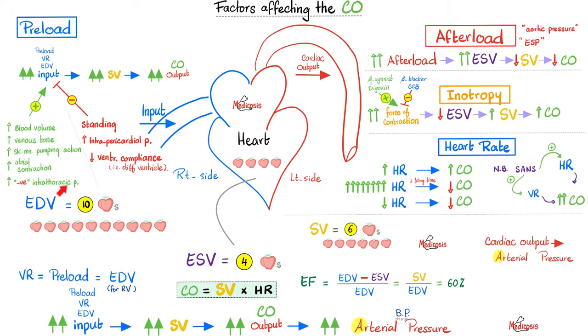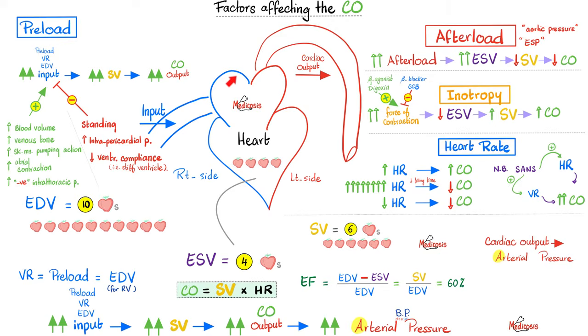Third, you have negative intrathoracic pressure in your pleural cavity. The more negative this pressure becomes up here, the more you suck blood upwards, which means the greater the venous return, which means higher preload and higher cardiac output.